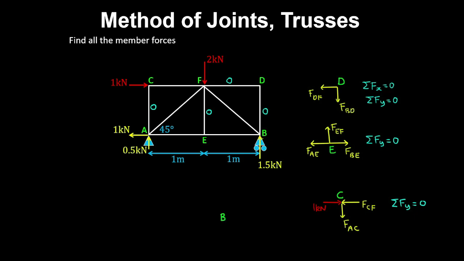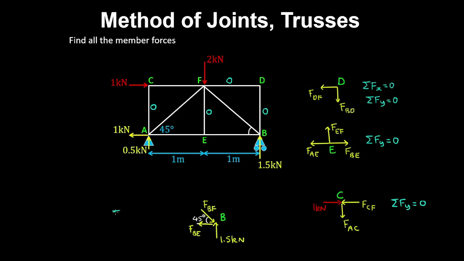So we have a force of 1.5 kilonewtons going through that joint, which is the reaction. I'm guessing that the force in member BF must act in this direction, because it must have a vertical component that puts that reaction in equilibrium. And this angle here is 45 degrees. And therefore, because this force acts to the right, the force in member BE must act to the left to put that force in equilibrium.